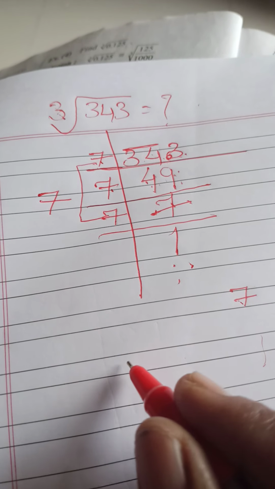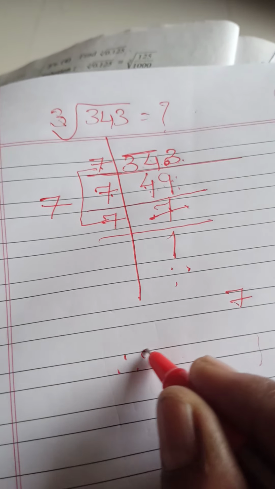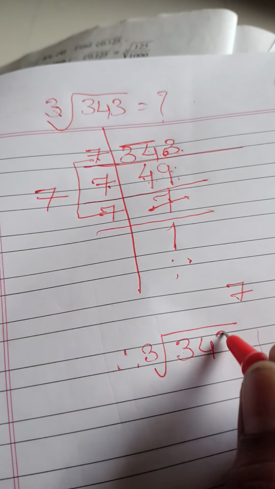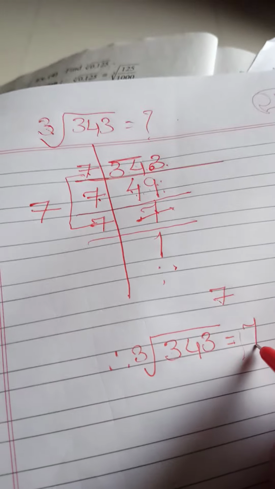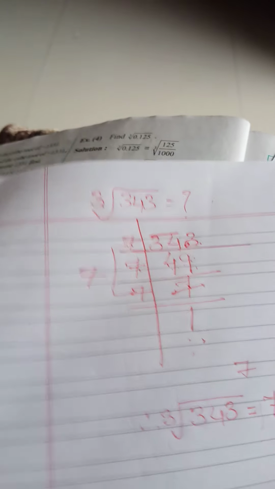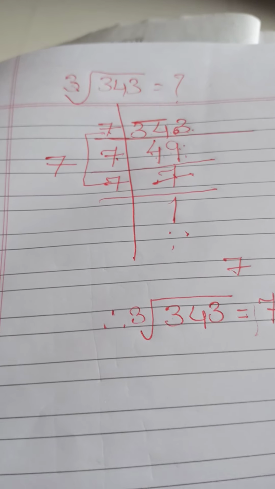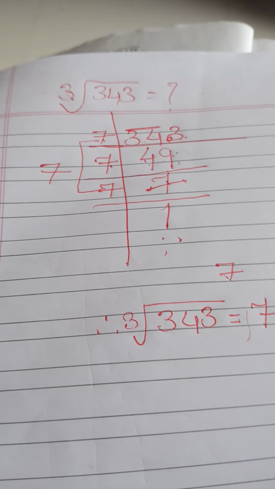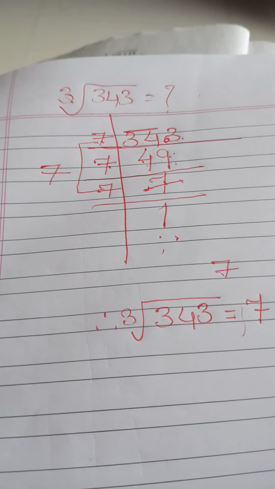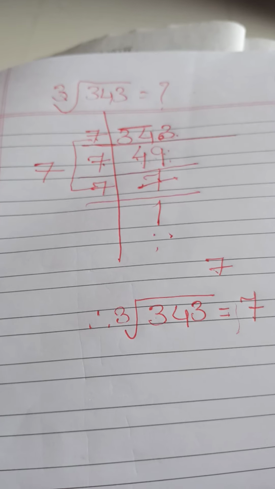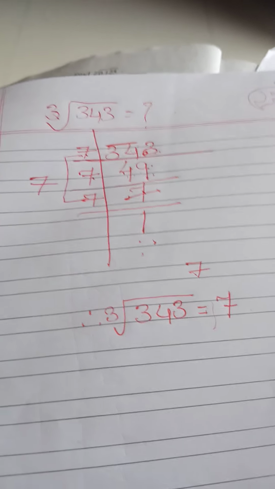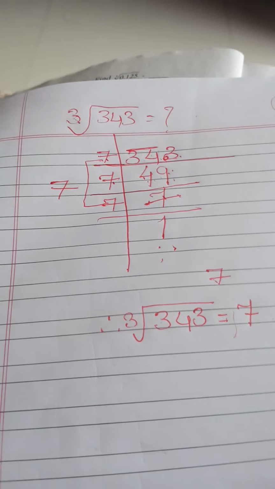So finally I'll write my answer. Therefore the cube root of 343 is equal to 7. Okay students, by knowing the prime factorization, using just prime numbers, go for the factorization and you will get the final answer. This way you can find the cube root for the given numbers.